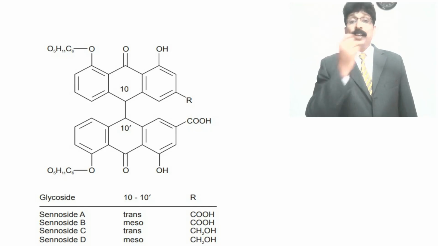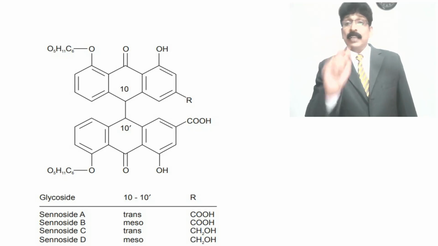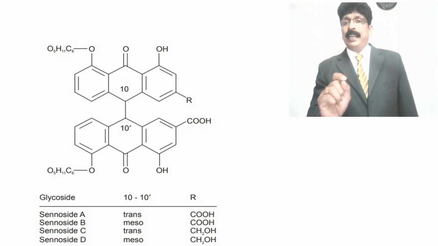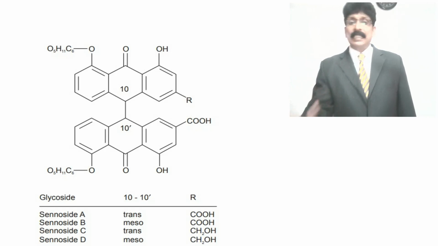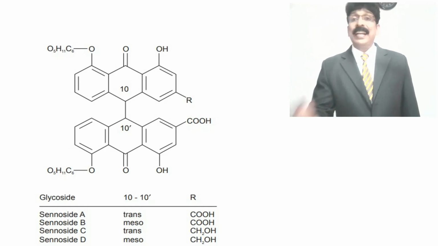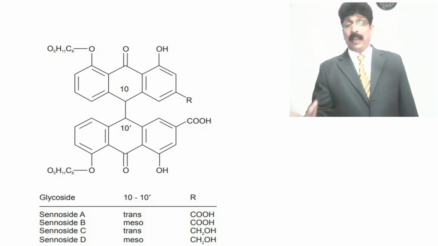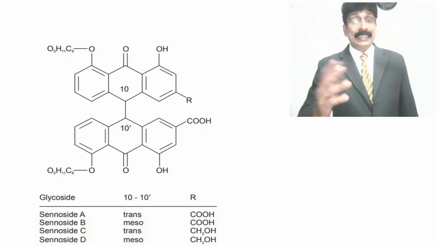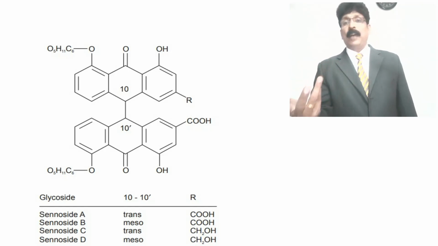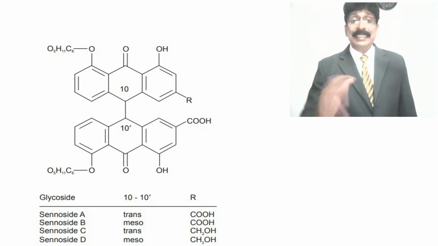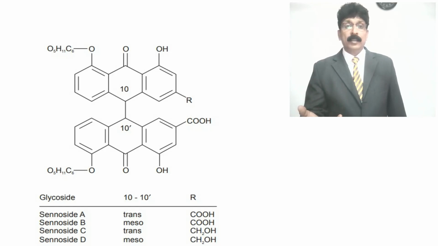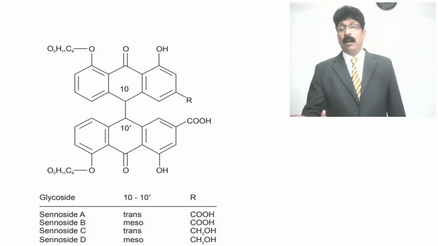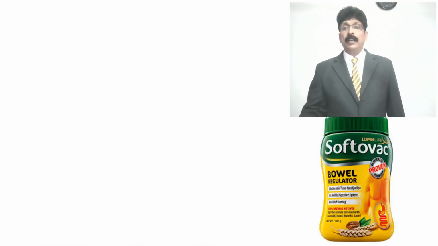So you can see there are sennoside A, sennoside B, sennoside C, sennoside D. All of them are geometrical isomers. Sennoside A is the trans form. Sennoside B is the meso form of the acid. Sennoside A is the trans form of the acid. And sennoside C is the trans form of the alcohol, CH2OH, the substituent. And sennoside D is the meso form of CH2OH. So they have isomeric forms.